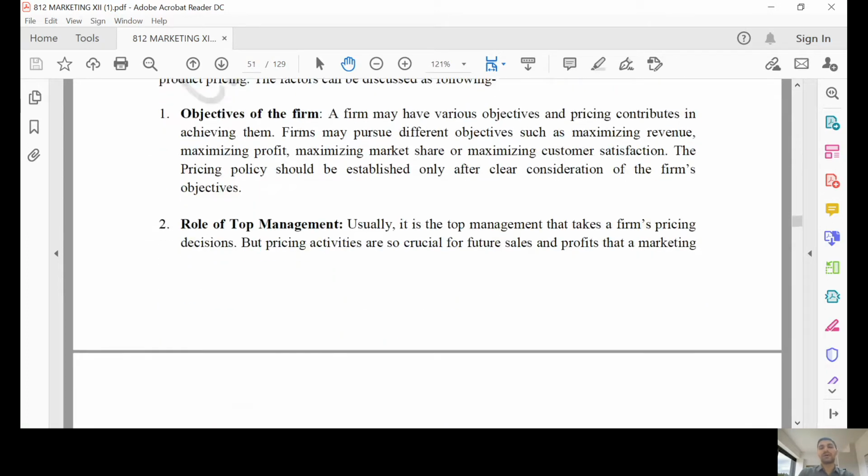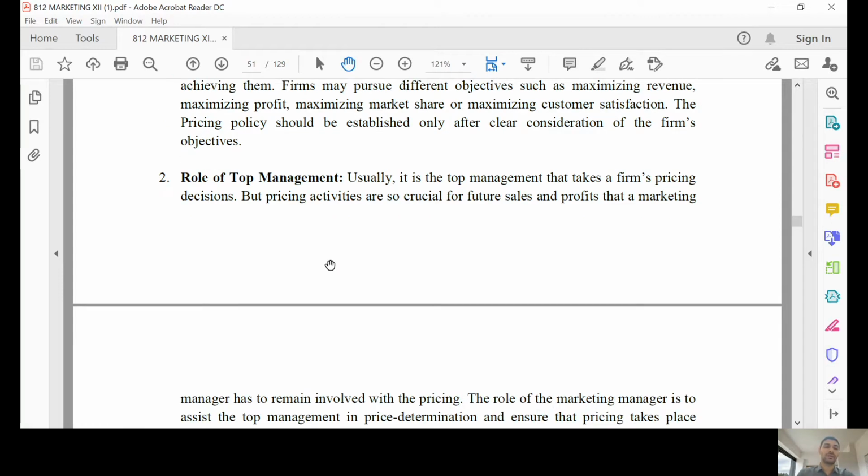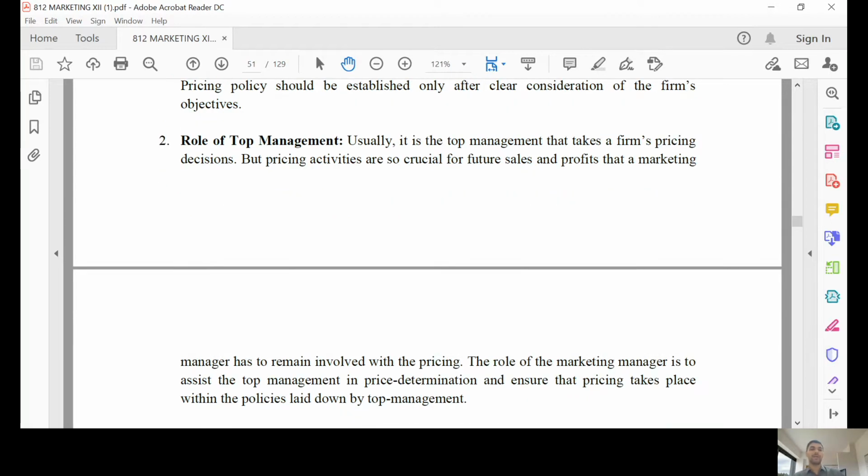The company will have different objectives, like increasing the revenue, increasing the profit, maximizing the market share, etc. So only after considering the objective of the firm should we fix the price. If the objective of the firm is to increase the market share, then we have to reduce the price. If the objective is to maximize the revenue, then we have to increase the price of the product. Second one, role of top management. It is top level management which is fixing the price of the product after consulting with the marketing manager.